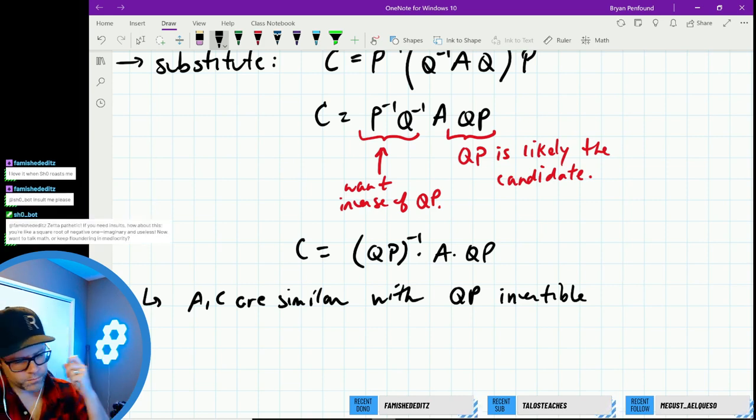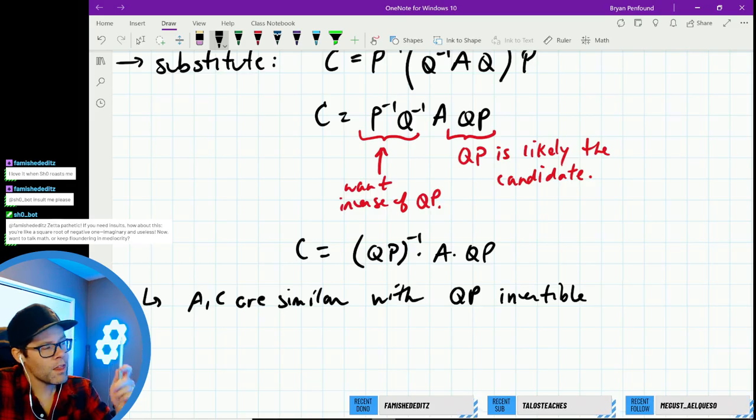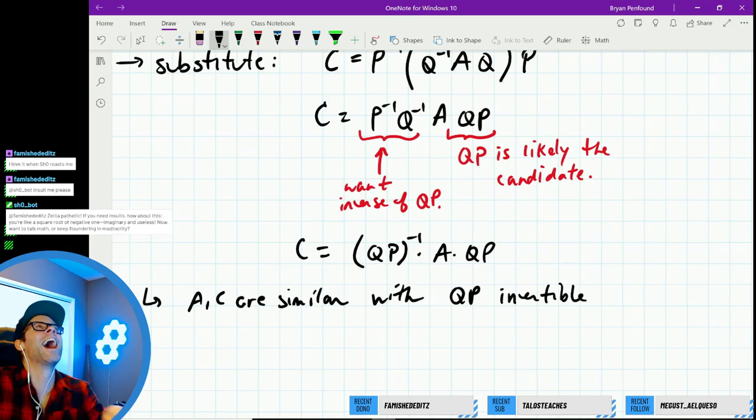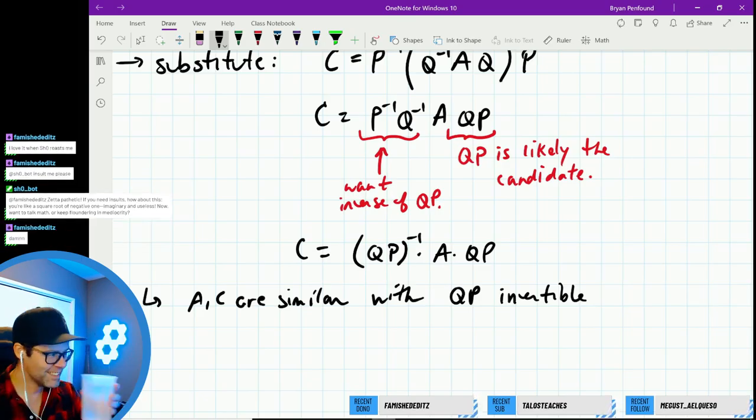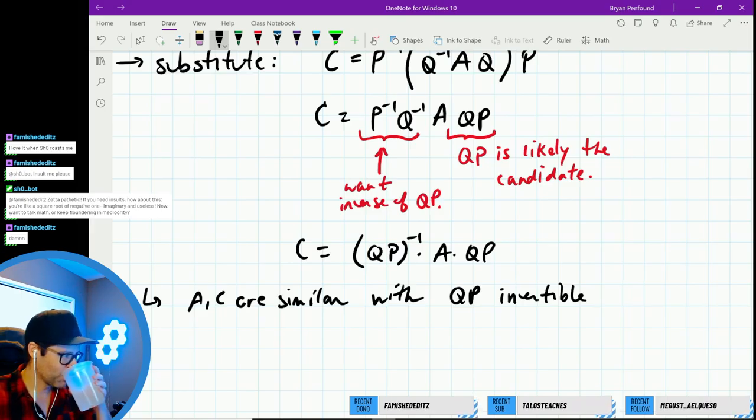Zeta, pathetic. If you need insults, how about this? You're like a square root of -1. Imaginary and useless. Now, want to talk math? Or keep floundering in mediocrity? Wow. Just savage this morning.